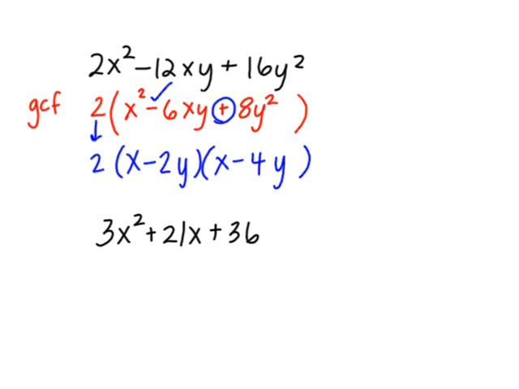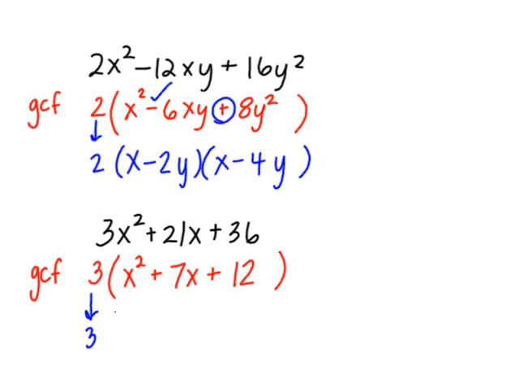In my next problem, we have 3x squared plus 21x plus 36. They don't have any variables in common, but they do all have a 3 in common. So I'm just going to take out that 3. That leaves me with x squared plus 7x plus 12. I'm going to bring down the 3, and then I'm going to factor what's left behind.